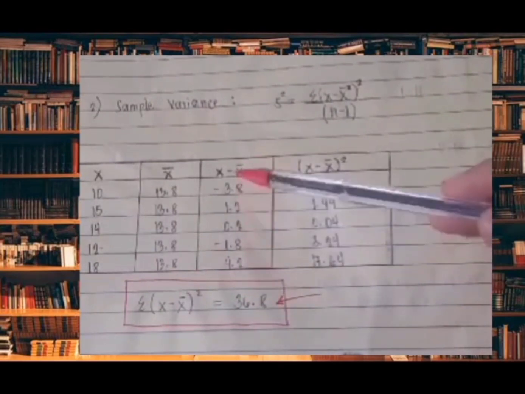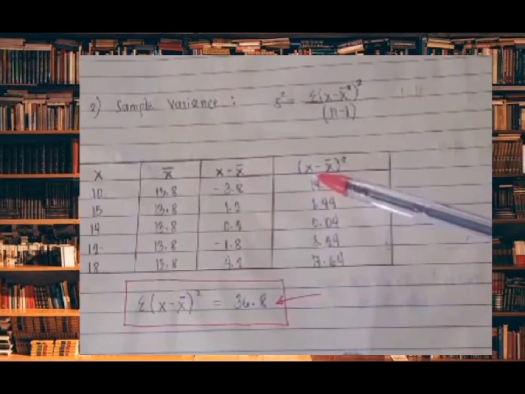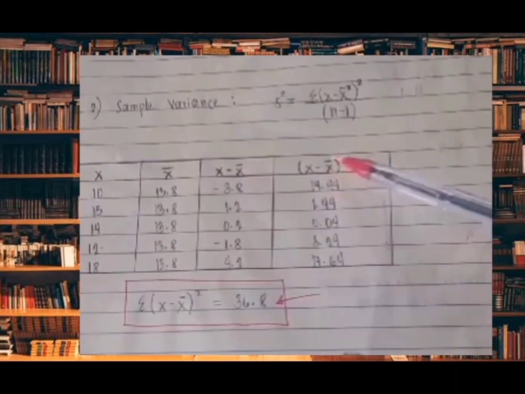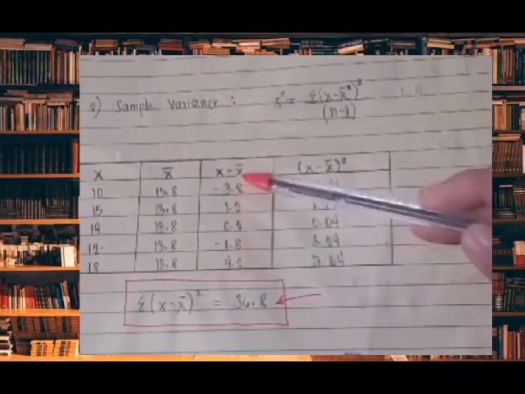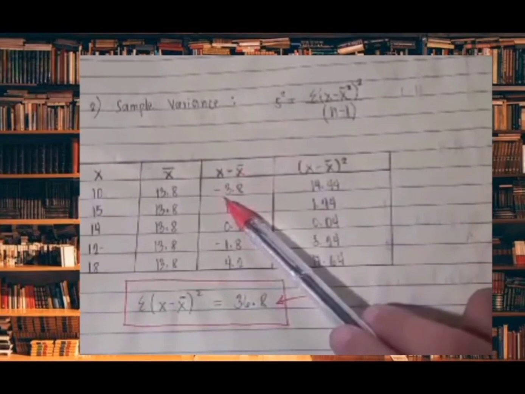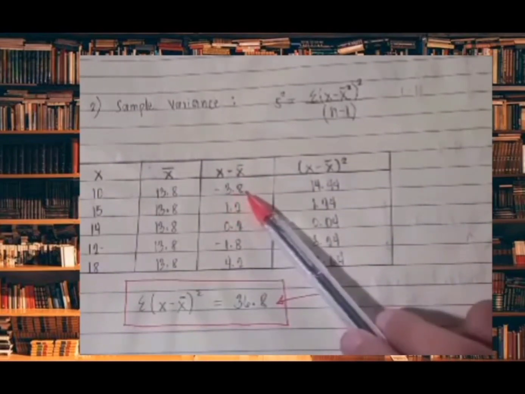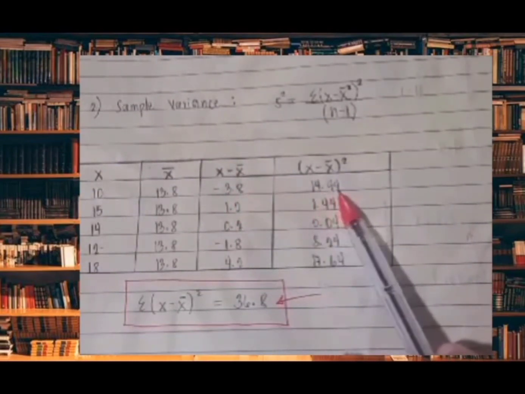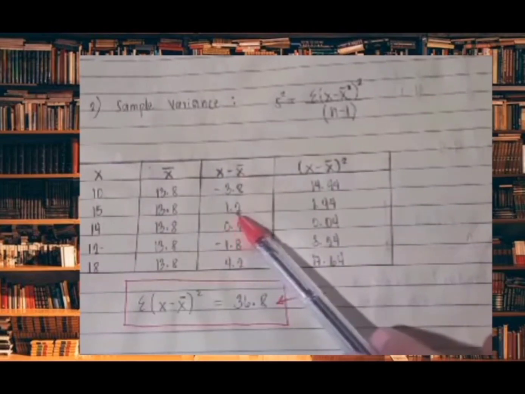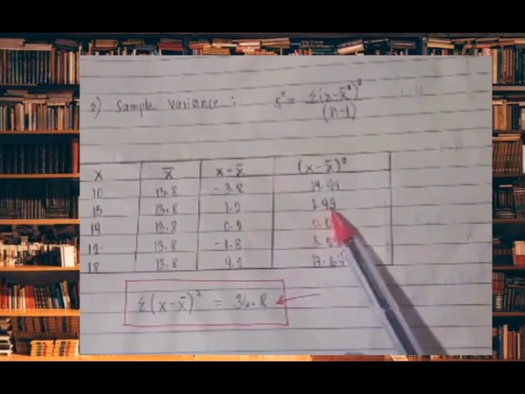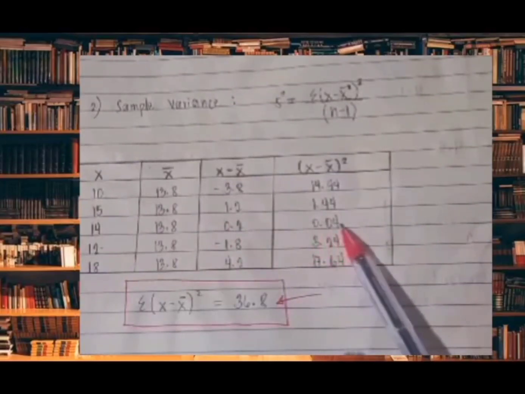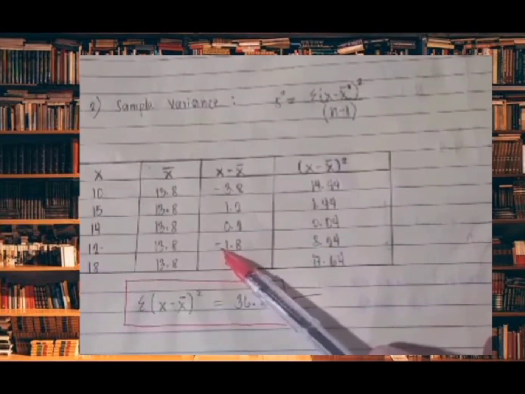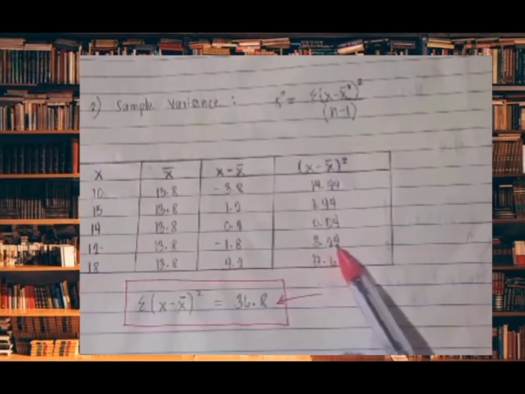So this is the x minus x bar answer. By finding x minus x bar squared, we need to find the squared of these numbers. The squared of negative 3.8 is 14.44. The squared of 1.2 is 1.44. The squared of 0.2 is 0.04. The squared of negative 1.8 is 3.24.